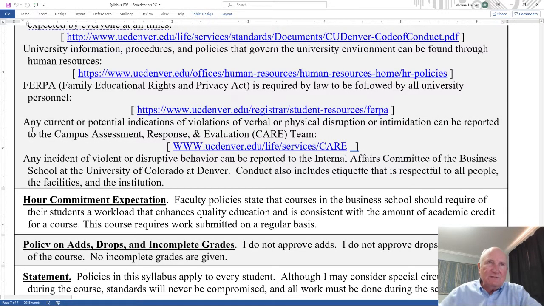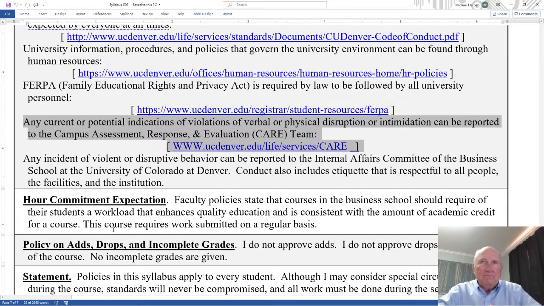Now, what this means is any type of behavior, verbal or physical intimidation, or disruption that is a concern, that could lead to violent acts or even undermining education. The care team is an assessment team that will go and evaluate this. If there's some problems here, report it to the care team, and they will evaluate that on campus. And this also extends not just physically on campus, but also online.